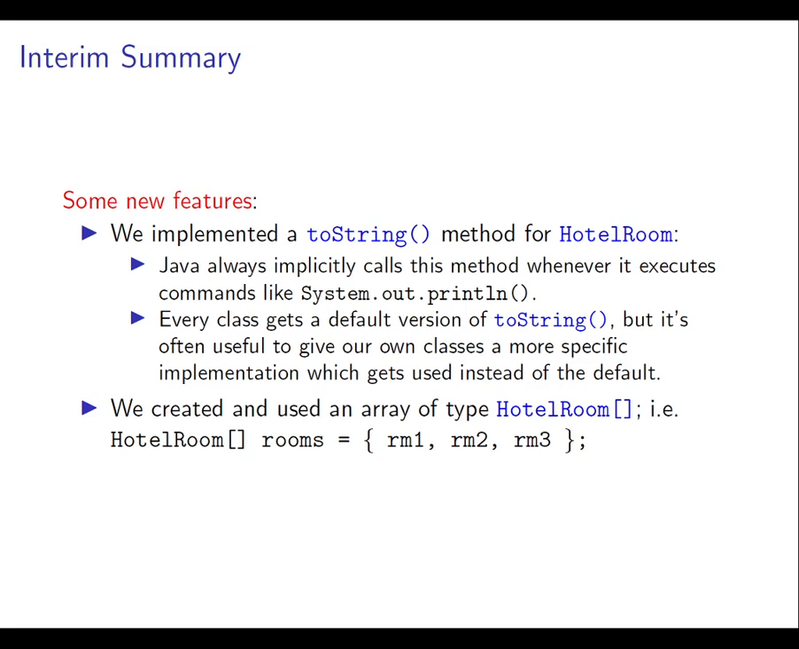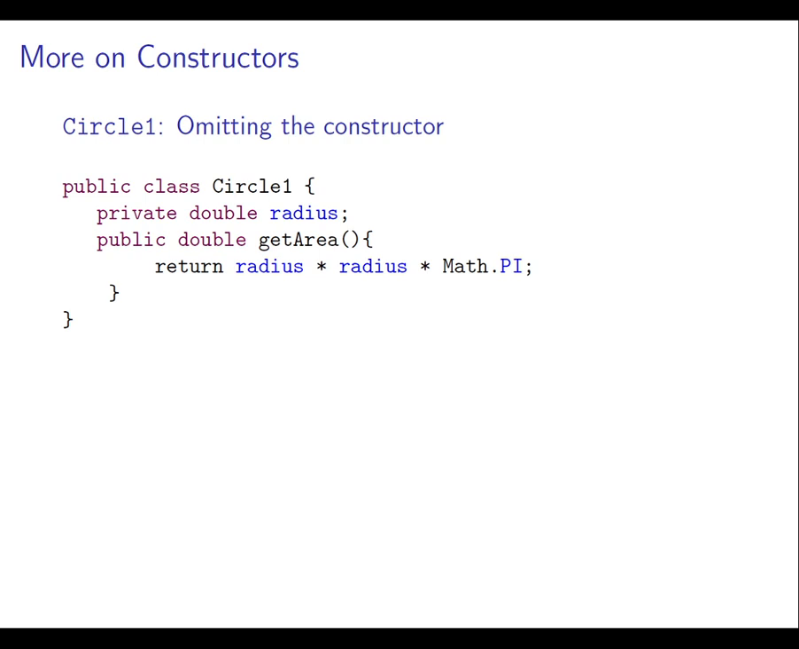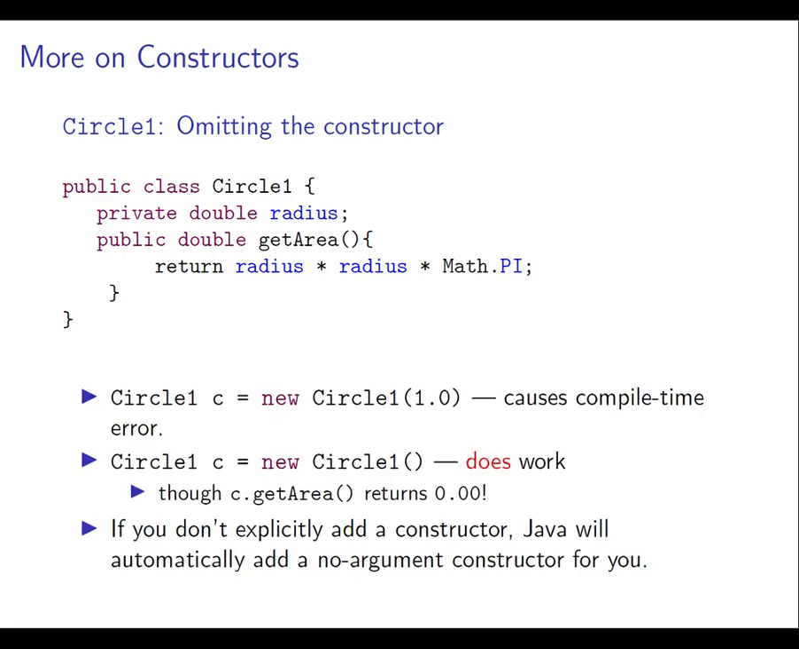We dealt with arrays of hotel rooms, and we talked about 2 different ways of doing that. Now let's talk a bit more about constructors. So, what have we got here now? We're going back to circle. So let's have a class circle1. It's got a private radius, and it's got a public method getArea, which is going to return the πr² version of the thing. So what happens when we try to create new circle1 objects if the class only has that definition and doesn't actually contain any constructors?